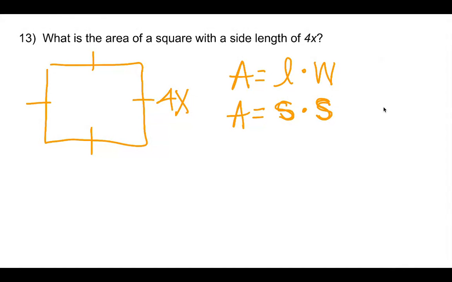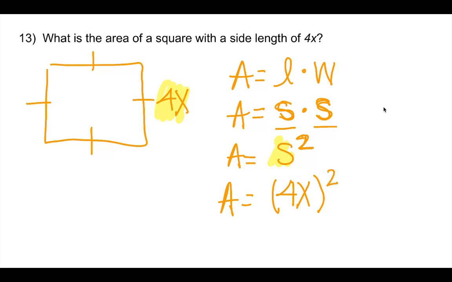Well, if I were to write this shorthand with exponents, my base is the S, and I've got it 2 times. So A equals S squared. A equals S squared. So now I can plug in what I know. I know that the side, wow, that was a bad choice. I know that the side is 4x. So where I see S, I'm putting in 4x. So A equals 4x squared.